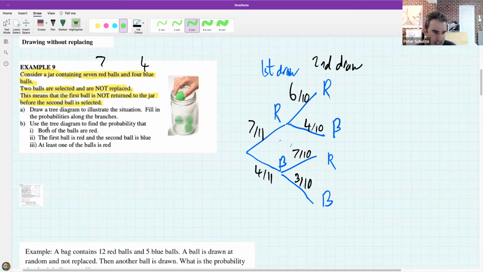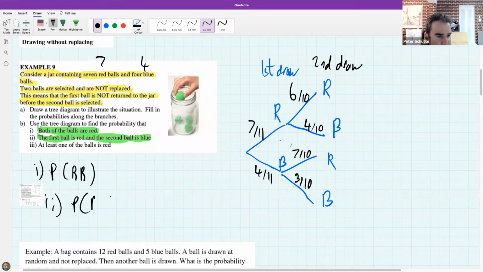What is the probability for this question where you're not replacing the balls that both balls are red? In fact, you can do both of these, both 1 and 2. You can work them out in one time. So what is the probability that both balls are red? And what is the probability that the first one is red and the second one is blue? Take a moment to think about that.